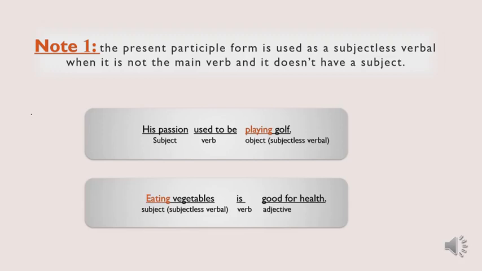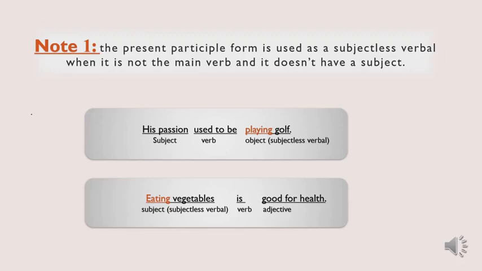It is preceded by a verb, not a noun, not a subject. And second, it is not the main verb in this sentence. The main verb is used to be. So because of these 2 reasons, playing here is not a verb. It is not the present participle of the verb. It is a noun. It is the object of this sentence and we call it subjectless verbal.